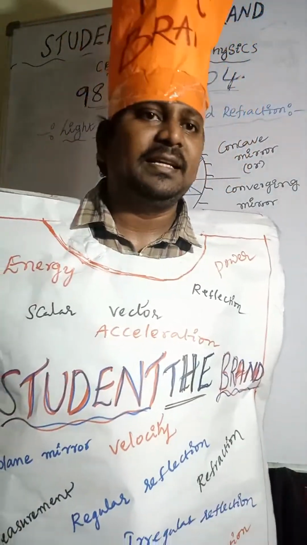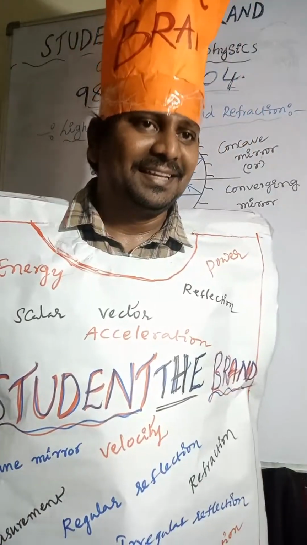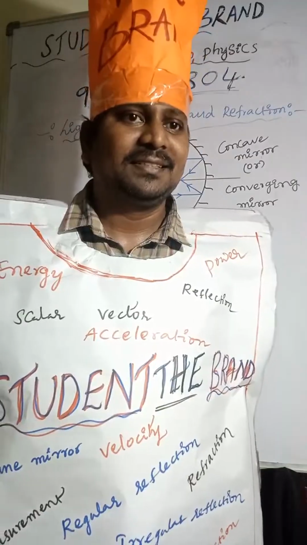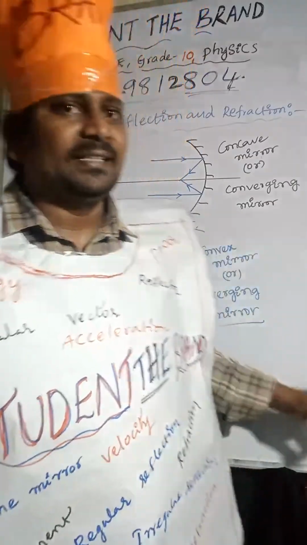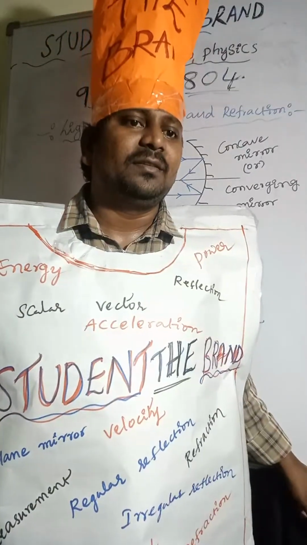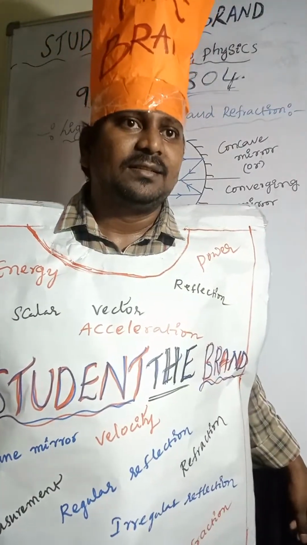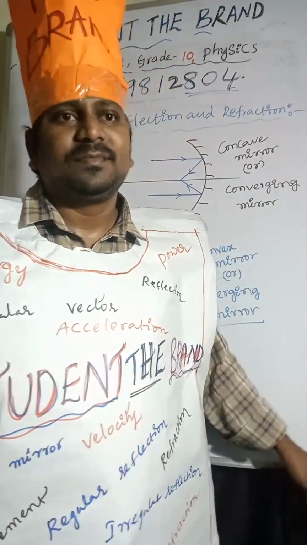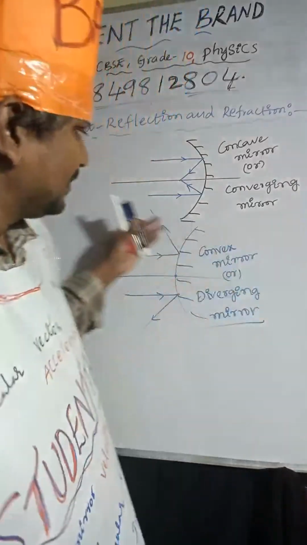So I prefer the textbook, CBSE grade 10 physics science. Read the textbook thoroughly. Reference books you can prepare later, but give first preference to the textbook. Okay, done. Come to the point.